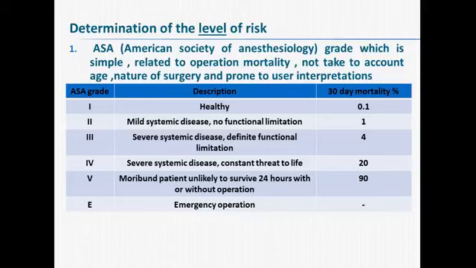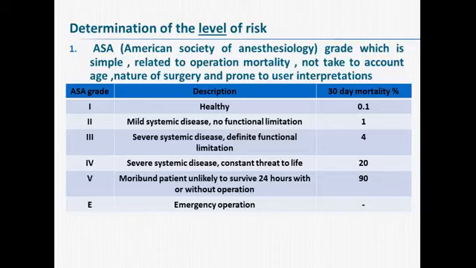It can be divided into 5 stages or grades. Grade 1, the patient is healthy. The mortality rate is 0.1%. Stage or grade 2, the patient has mild systemic disease or functional limitation. Mortality rate is 1%.